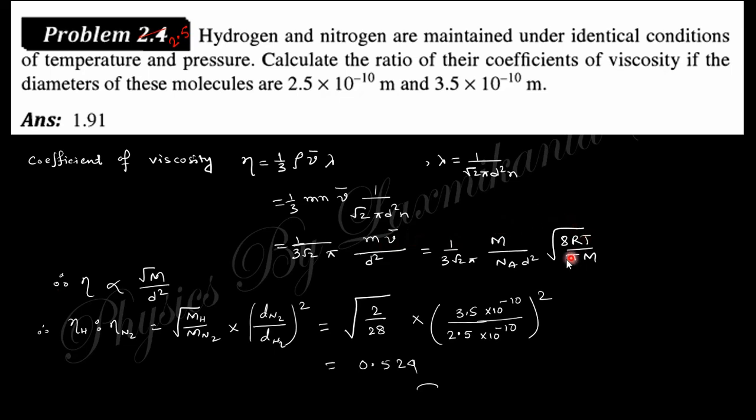So v bar is nothing but root under 8RT by m. So there is root m by d square. The other things are constant, only root m by d square varies. So the ratio of eta for hydrogen to nitrogen is root m_H by m_N times d_N square by d_H square, like that.